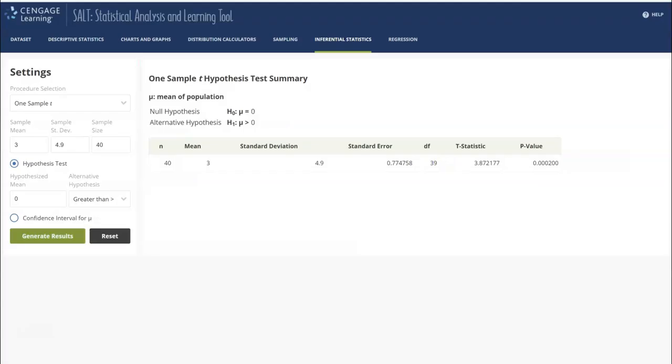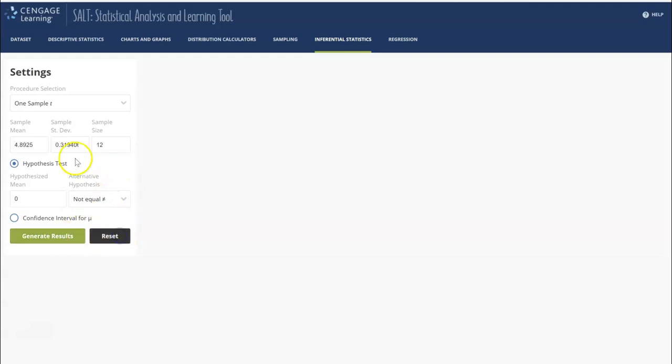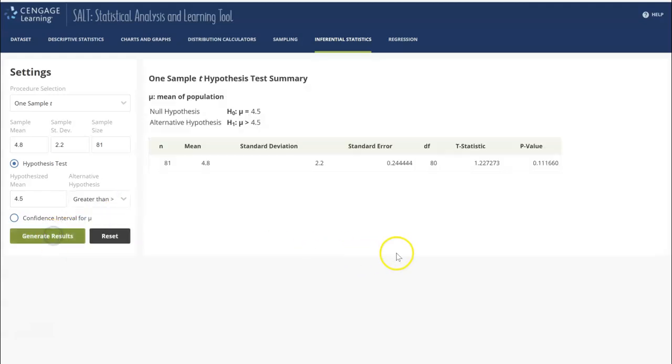So let's use SALT. Let's reset this. Our mean is 4.8. Standard deviation is 2.2. Sample size is 81. Hypothesis test, 4.5 is our hypothesized mean, and we are looking at greater than. So here's our test statistic. Here's our p-value, 0.1117.